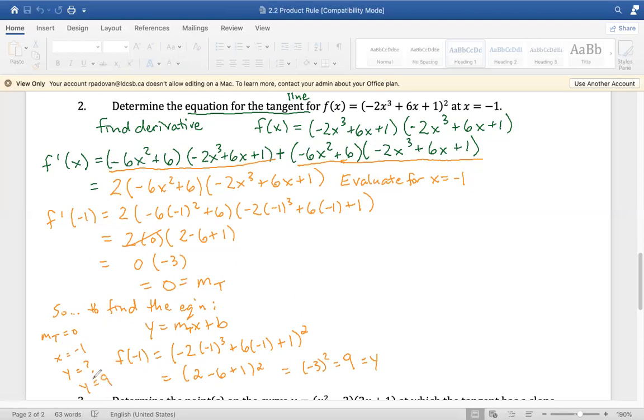So I have my m, my x, my y, and I'm going to solve for b. Just because I ran out of room, I will just go up here. So y equals mx plus b. Be careful, my y is 9. My slope of the tangent is 0 multiplied by x. X is, it told me, negative 1. And I'm solving for b. Well, 0 times negative 1 is just 0. So my b is 9. So therefore, the equation of the tangent line would be y equals mx plus b, which is just y equals 9, right? So y equals 9 is a horizontal line.